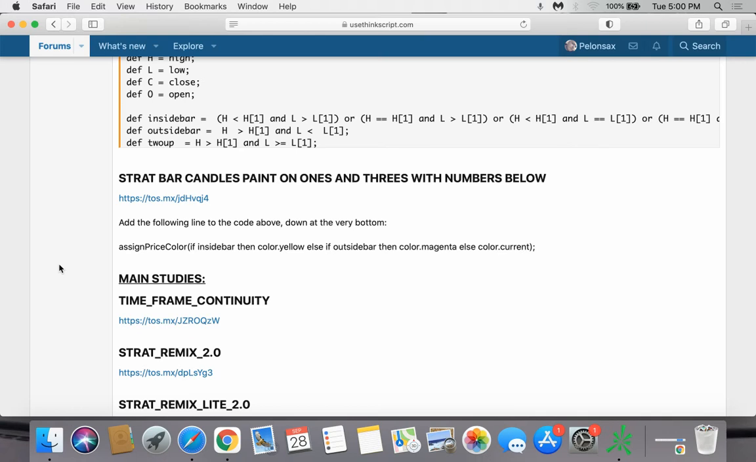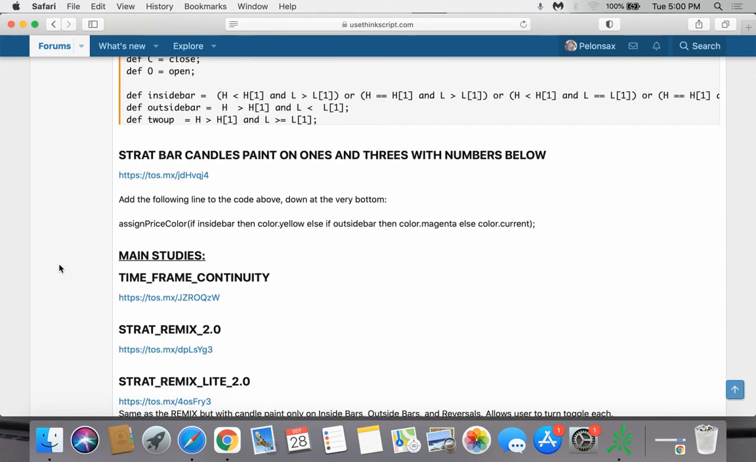Hey traders, quick video just to show you how to set up this study right here, the time frame continuity study, because I got a DM question about it, and I see somebody else on Facebook having the same issue. I know it's not the most intuitive study to use, and I've talked about it in the other video that shows how to set these studies up, but I'm hoping to keep this one short and to the point. Time frame continuity study.